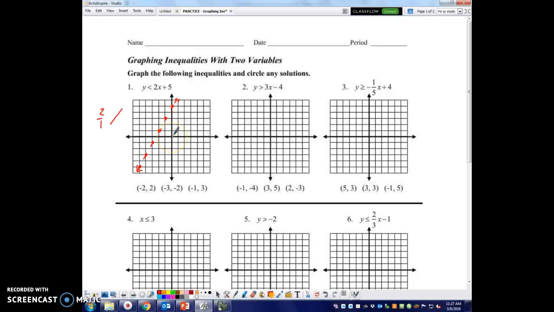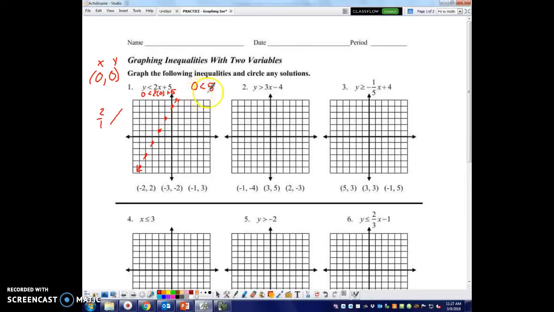So we're going to test our point 0, 0. So 0 is less than 2 times 0 plus 5. The reason we're doing this is because we have the point 0, 0. This is the x and this is the y. So we're plugging them in here to see if this point can be a solution. Okay, so it ends up being 0 is less than 5.